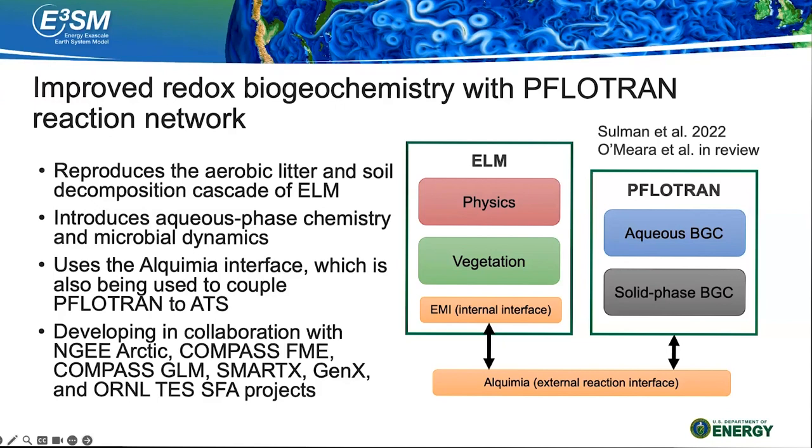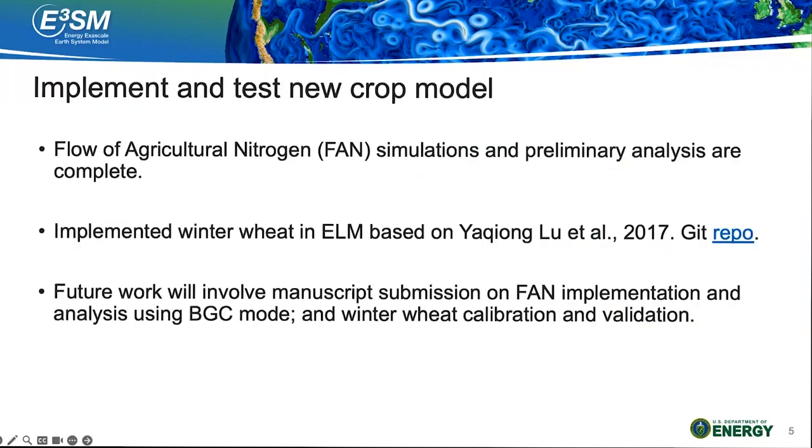In terms of our crop model, new development and testing is underway. The flow of agricultural nitrogen capability is implemented, as well as winter wheat capability, and those are both being tested and papers developed to analyze that. And this is also helping the connection with GCAM.